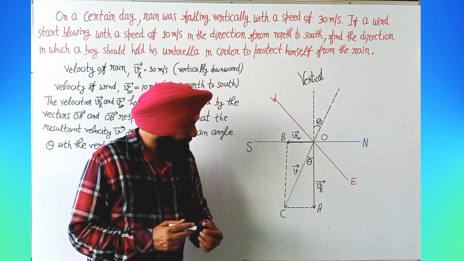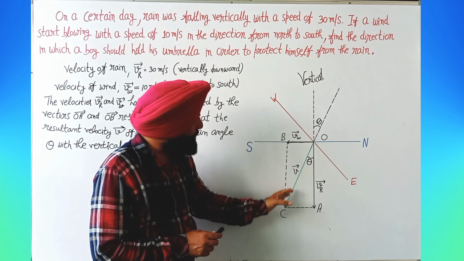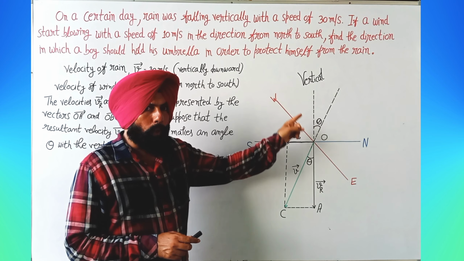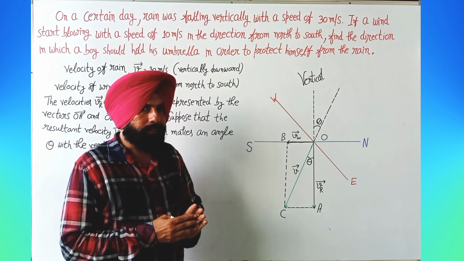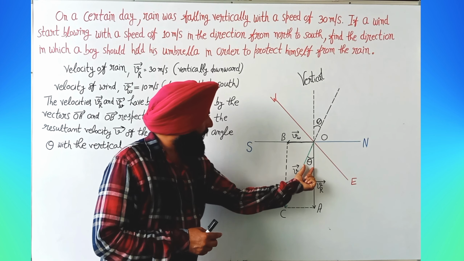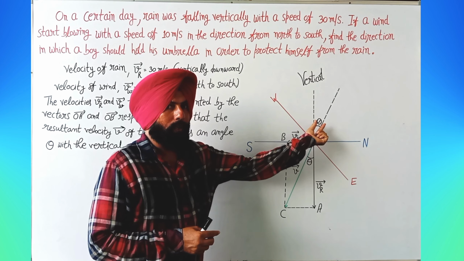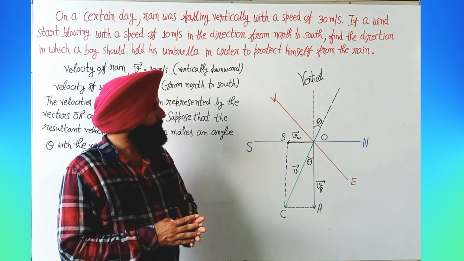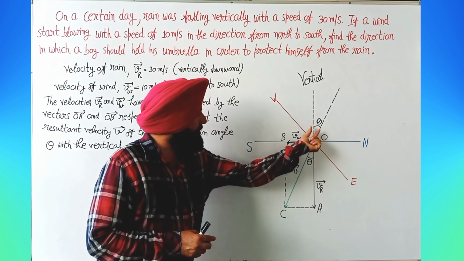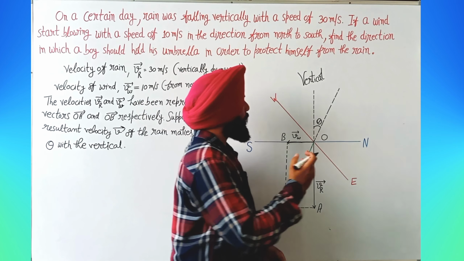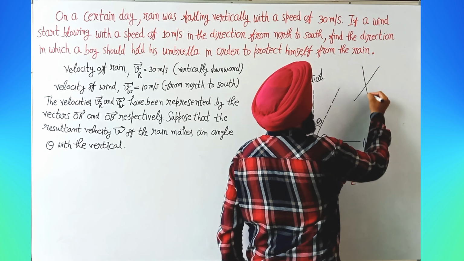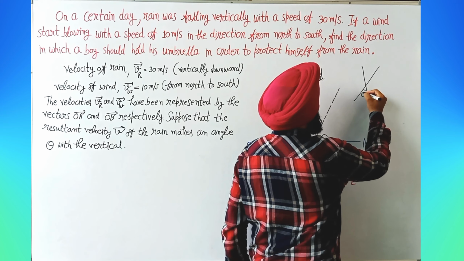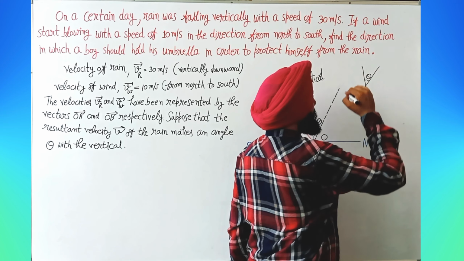Now students, look at the diagram again. Here two lines are intersecting each other. If this angle is theta, this angle is also theta, because here two lines are intersecting. This angle is also theta.